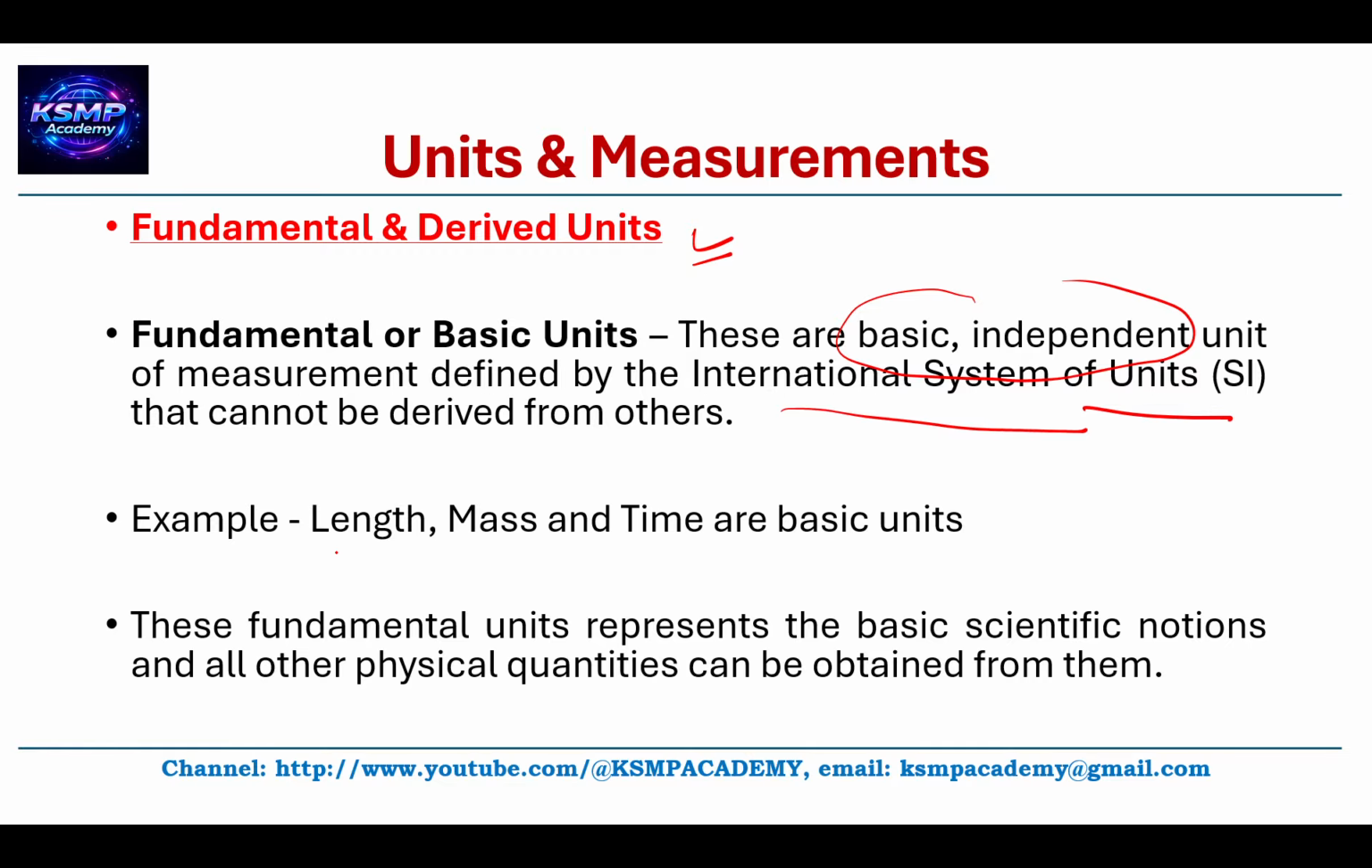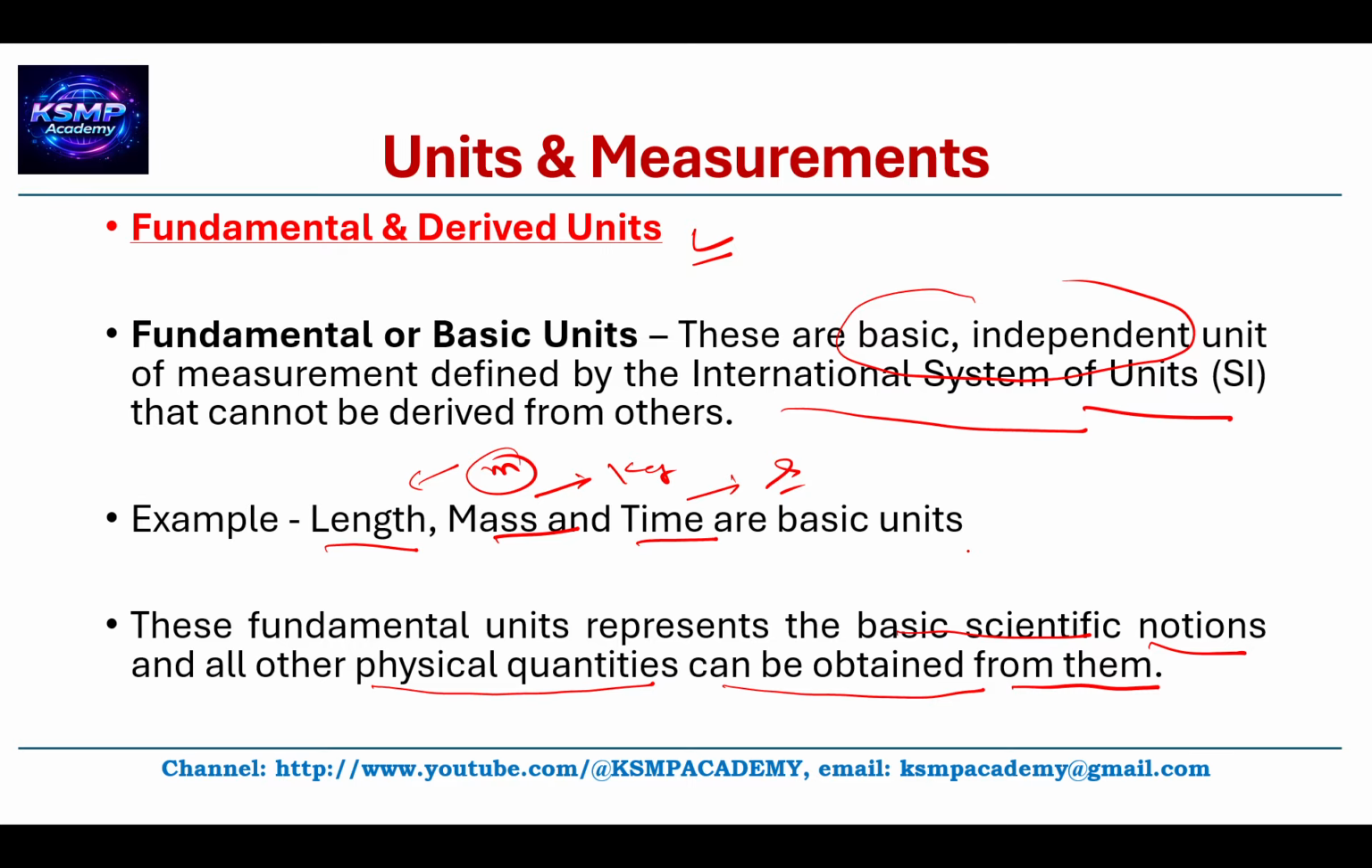For example, length, mass and time are the basic fundamental quantities and their units are the fundamental units. For length we have meter, for mass we have kg, for time we have second. So these are fundamental units or basic units. In mechanics we can represent different quantities in terms of length, mass and time. These fundamental units represent the basic scientific notions, and all other physical quantities can be obtained from these units.